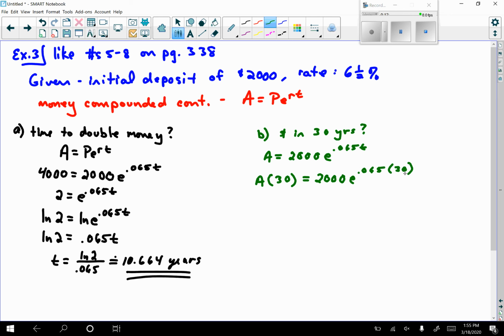Go ahead and pause this to type this into your calculator. Again, we're talking money, so it makes sense to round to the nearest hundred. And you should get 14,057 and 38 cents. All right, so again, those are like numbers 5 through 8 on this page.